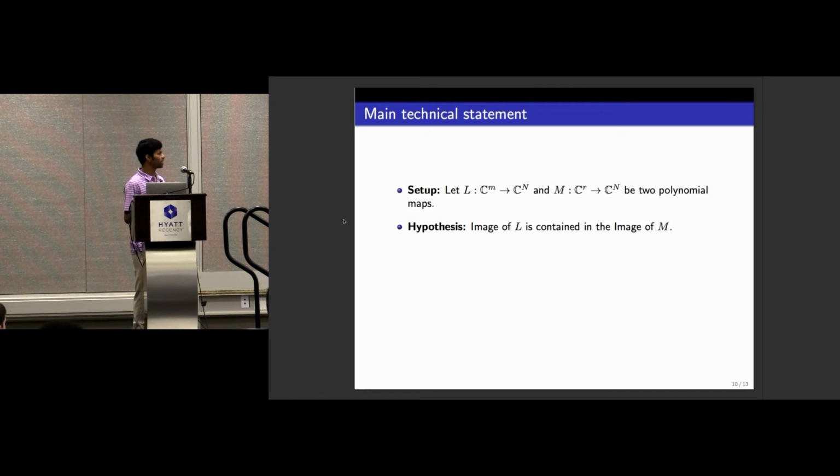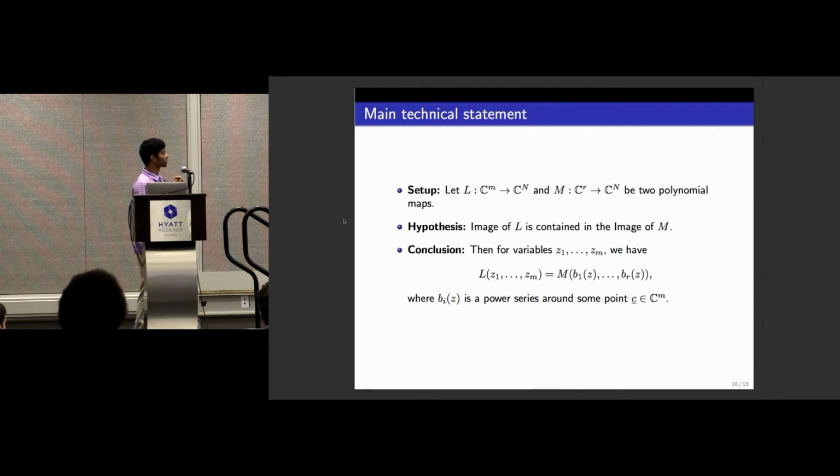Then I claim that you have a very symbolic statement. Then I say if you plug in variables z1 to zm into L, then you will be able to write it as M of, and you will be able to plug in power series around some point.